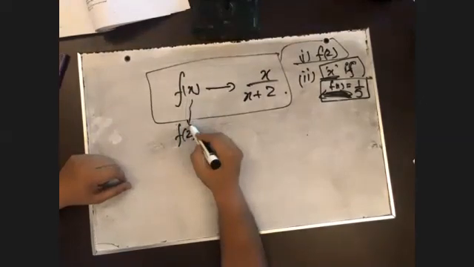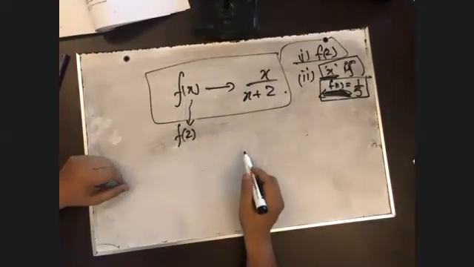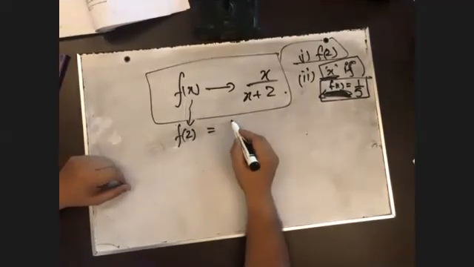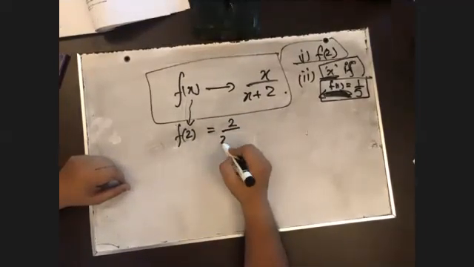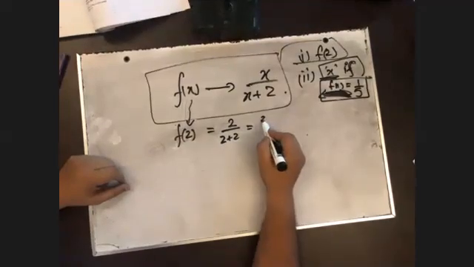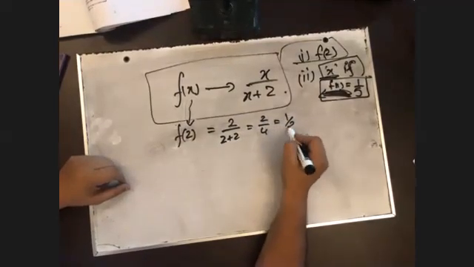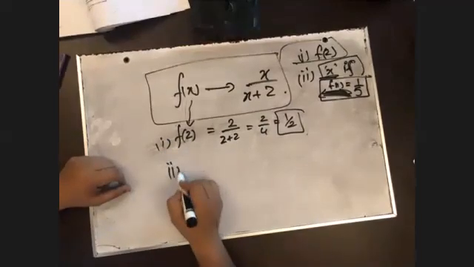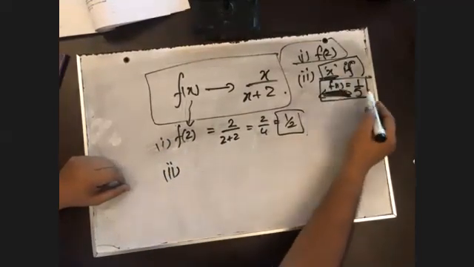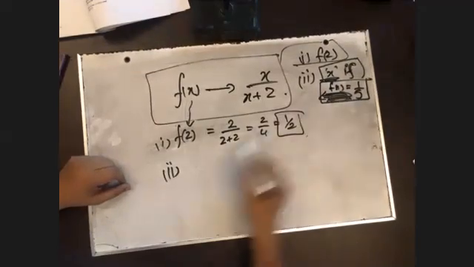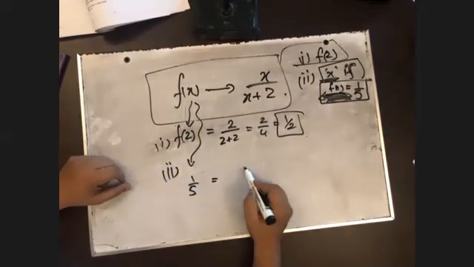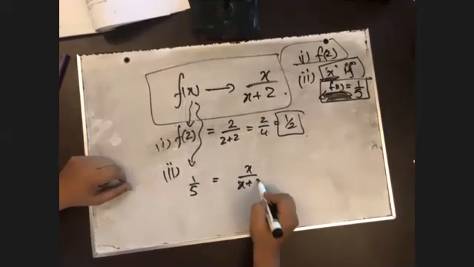f(2). Sir, the value for x is 2. Let me just find out. To find f(2), plug in the value of 2 in the equation. 2 divided by 2 plus 2. That's 2 divided by 4. And the answer is half. That was the first part of the question. The second part says, find the value of x if f(x) is equal to 1 over 5. So instead of f(x), you put in 1 over 5 is equal to x over x plus 2.